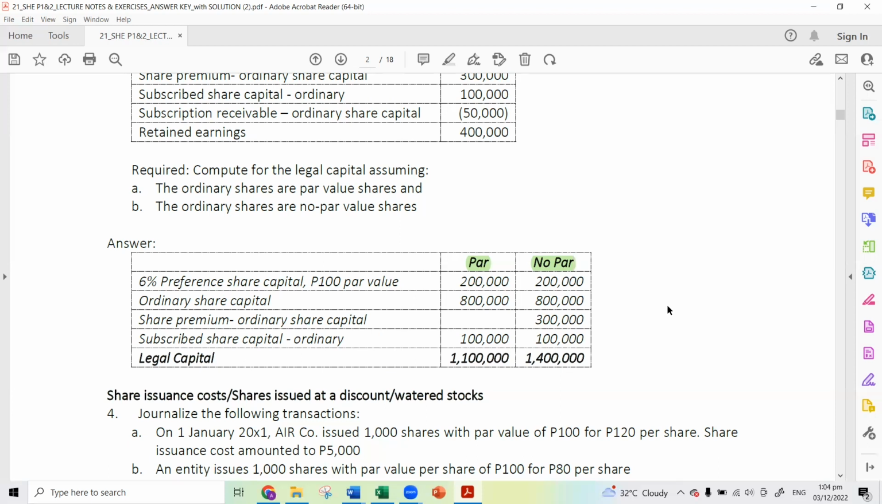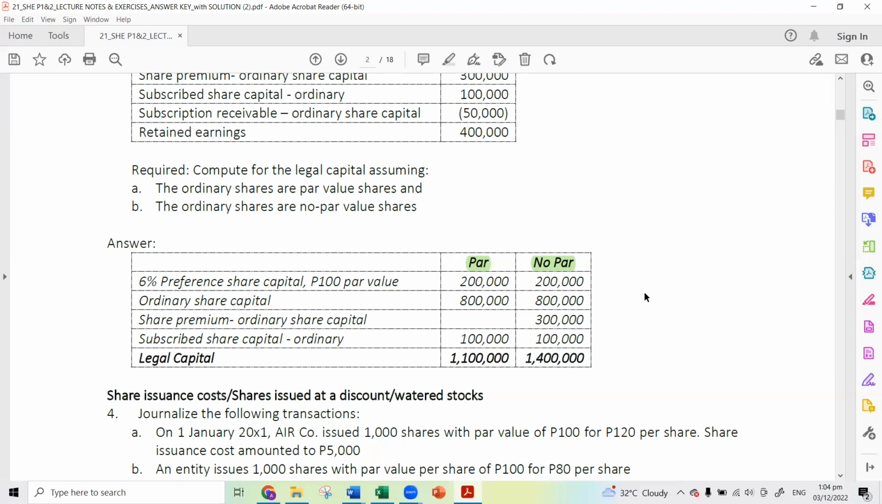So, paano mo sila madidistinguish? Tingnan mo yung stock certificate. Yun kasi ang kanilang difference. Makikita mo sa stock certificate ang par value shares. Pero sa no par, hindi mo makikita doon ang stated value. Okay?